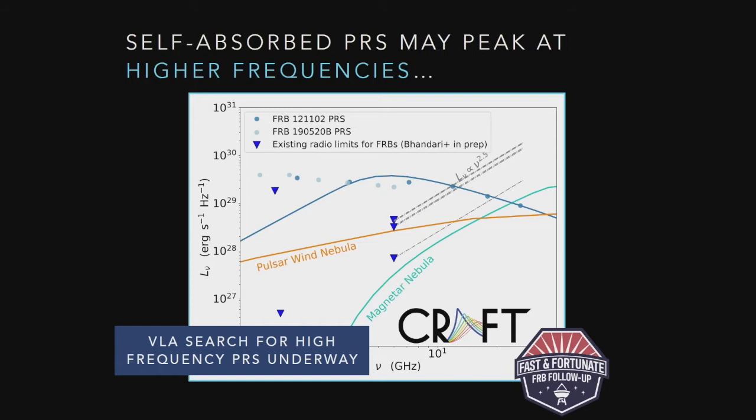Here you can see a couple of models of different nebulae configurations, and in some cases, indeed, these peak at higher frequencies. Our sample is focusing on FRBs where we have these lower limits as an anchor, and in this way we can really push down on the allowed parameter space with respect to these models.